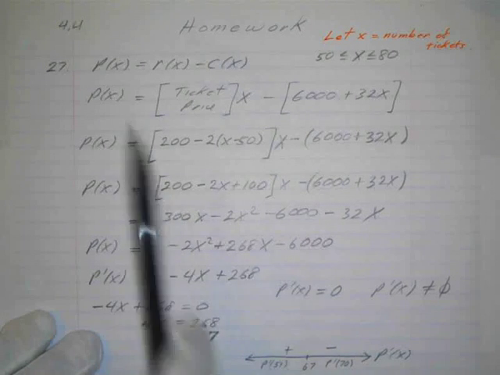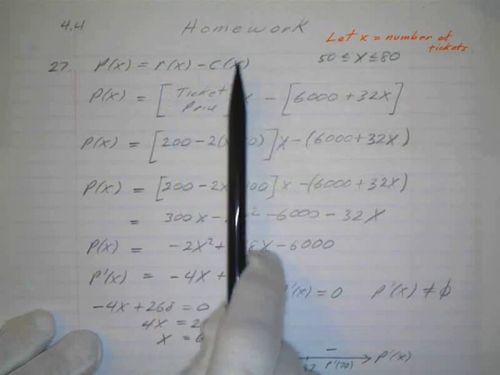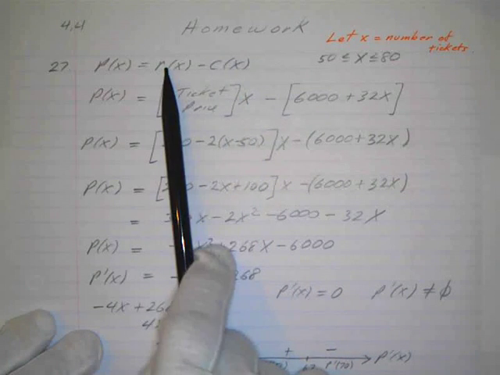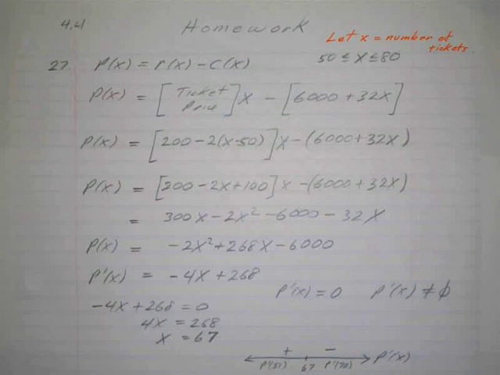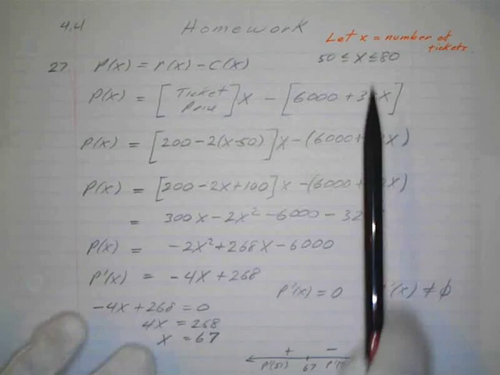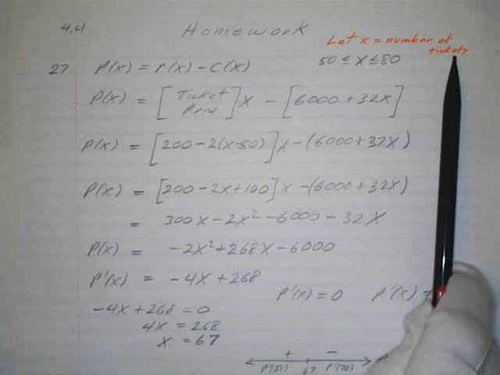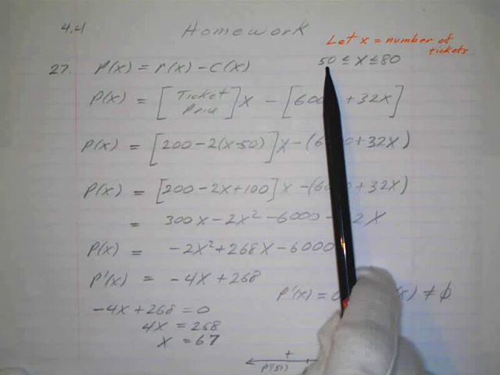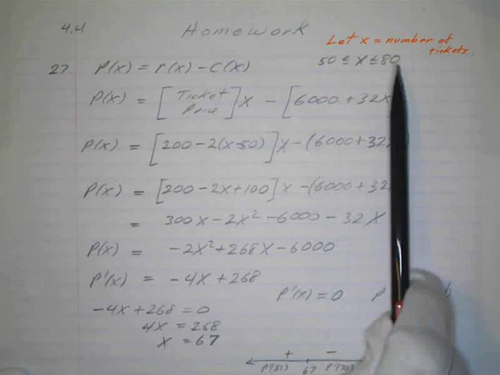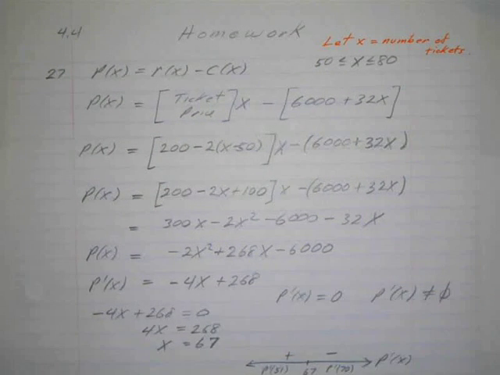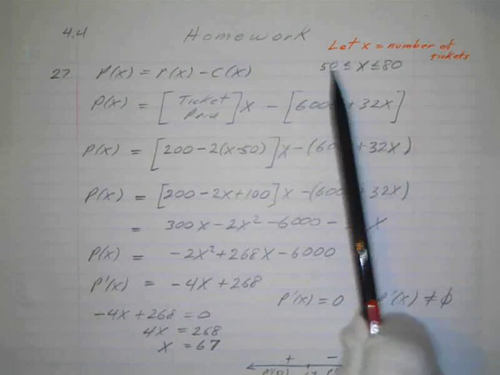Okay, so profit will again equal revenue minus cost. How much money I bring in, how much it costs me to run the tour. Now let's let X equal the number of tickets sold, or the number of people that go on the tour. That's going to be a minimum of 50 to start it, and it goes up to 80 because that was the maximum number. So X is between 50 and 80.